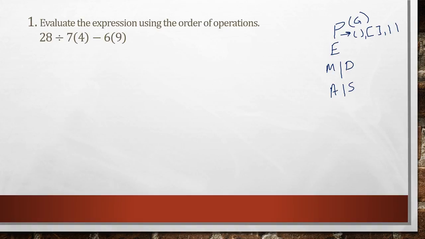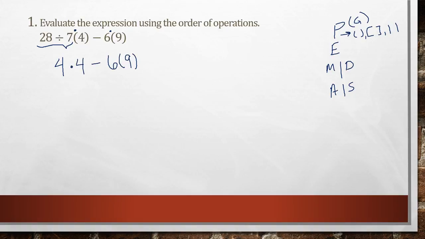So we look across the expression, and the first thing that we see to be done is this division. Because technically, these parentheses, even though they're grouping symbols, those really just represent a multiplication. And that's the same with the 6 and the 9. Those are really just a multiplication. So we're going to first do the 28 divided by 7, which gives us 4. 7 goes into 28 4 times, and then we'll bring everything else down.